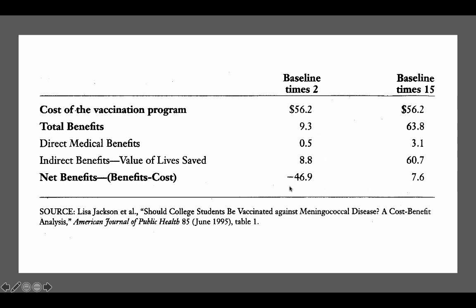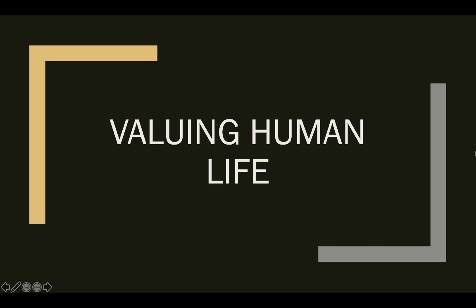And that really changes the outcome. So in this baseline times 2, we have a negative cost benefit summation. So the cost benefit is not effective. In the other case, it is effective. So there is a threshold where this program would be effective, and a threshold under which this program would not be effective.